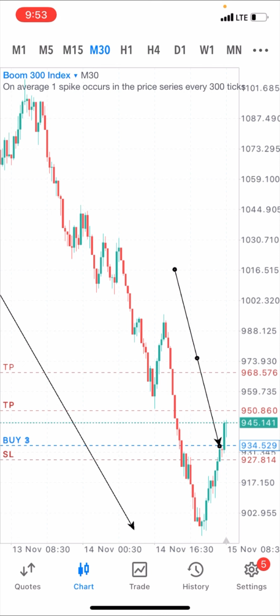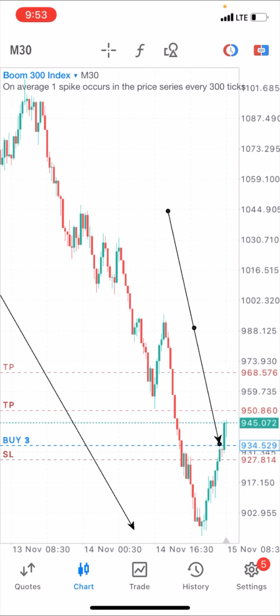So after you've seen that the market direction is to the upside, of course you want to be buying if you want to catch spikes for the bull market. You want to be going to the upside with the market, and if you want to be catching spikes trading the crash market, you want to be going to the downside. That means you want to be selling.